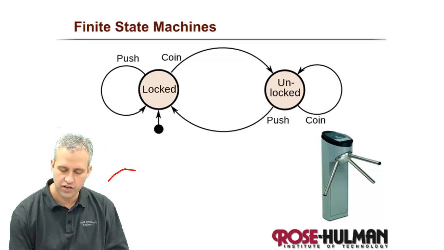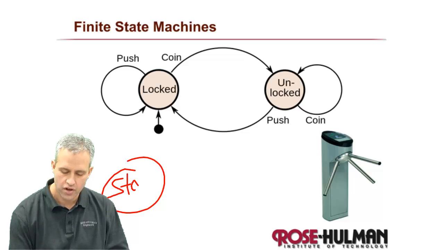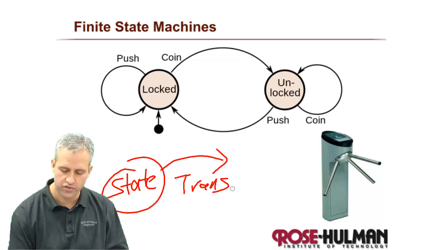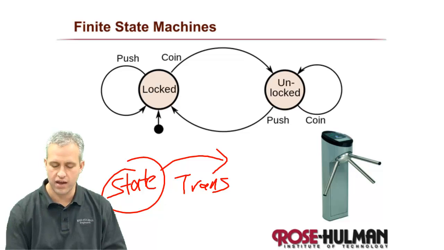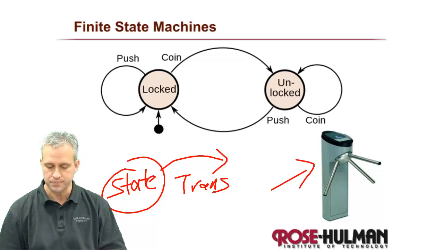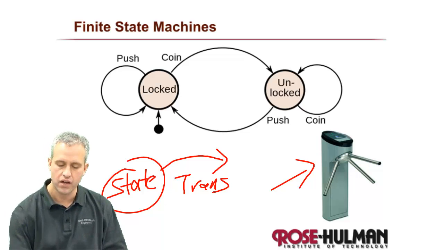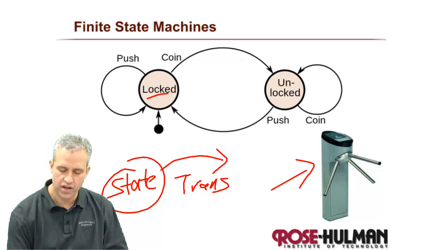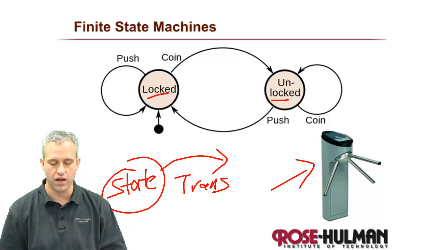A finite state machine is pretty simple. You have circles, which show states, and then you have arrows, which show transitions, right? So here we've got a basic turnstile, like you might find at the SRC or something like that. This one is coin operated. So it essentially has two states. It might be locked or it might be unlocked.